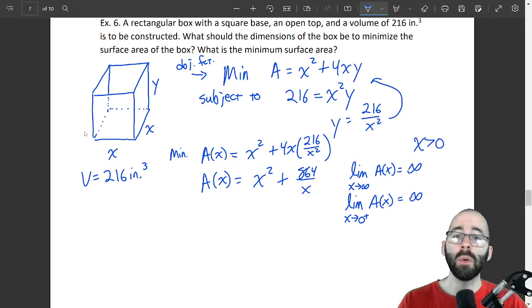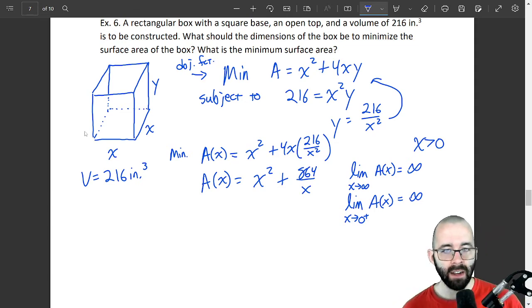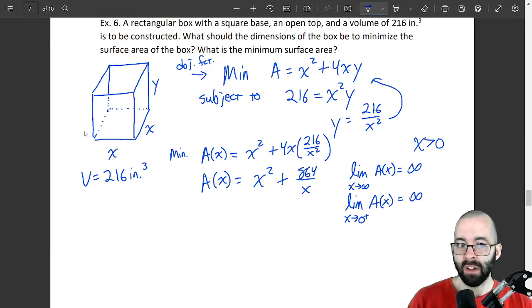There is no global maximum for the surface area function. So if we were asking what is the maximum surface area, we'd say there is no maximum surface area. We can make this surface area as big as we want. But there is going to be a minimum. And again, if one of these were a negative infinity, there would be no minimum because we could make it as small as we wanted.